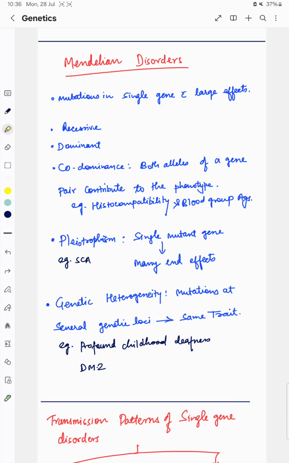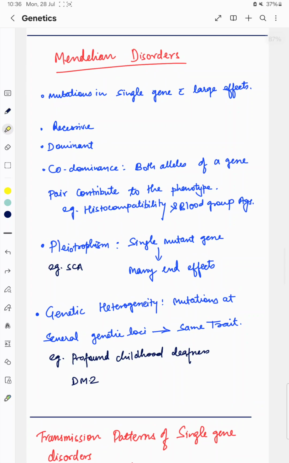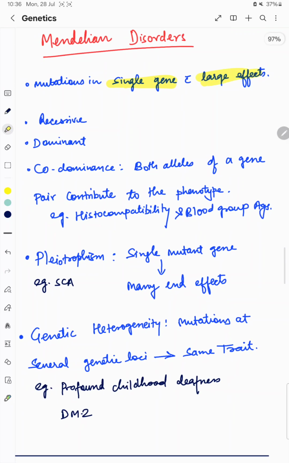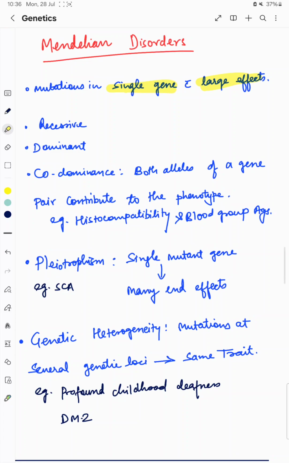In this video, we are going to discuss Mendelian disorders, one of the very important topics in pathology and genetics. So, what are Mendelian disorders? They are mutations in a single gene with large effects. What is a mutation? Mutations are permanent changes in the DNA. So, Mendelian disorders can be recessive or dominant.